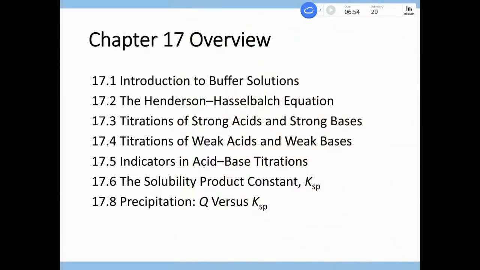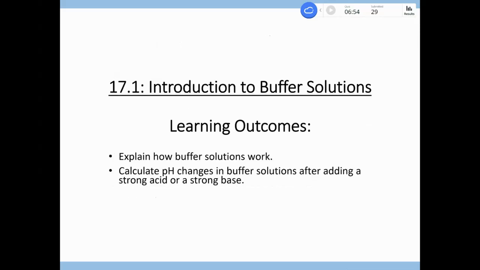So we're going to talk about what buffer solutions are, the Henderson-Hasselbalch equation. We'll talk about titrations, indicators, and then the last 2 sections are about solid solutes. So Ksp are for solids, and we'll talk about Q again and K. Okay, but we'll start with buffer solutions.